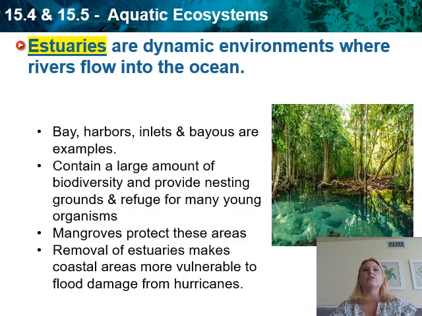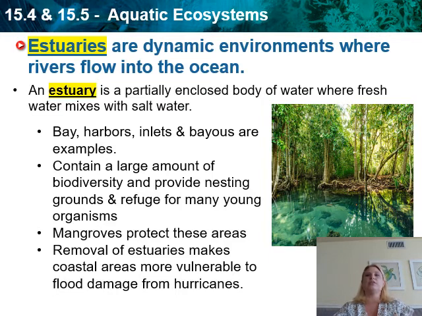Then we have these things called estuaries. Estuaries are dynamic environments where the rivers flow to the ocean, so it's a mixture of salt water and fresh water. It's usually called brackish water. So an estuary is a partially enclosed body of water where fresh water mixes with salt water. And we have a lot of those around here. We have bays and harbors, inlets, bayous. These are all examples. They contain a large amount of biodiversity.